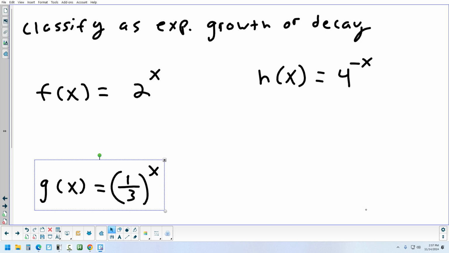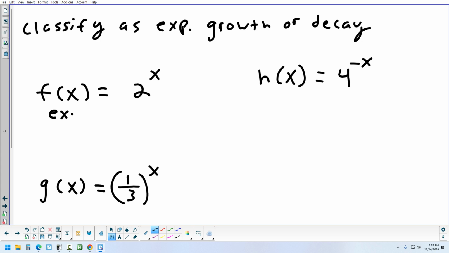All right, so the next one we're going to look at is looking at an exponential function and describing if it's growth or decay. And the key is looking at the base. So let's start with f of x. Anyone think they know if that one is growth or decay? Matt? Growth. Yeah, that's exponential growth.